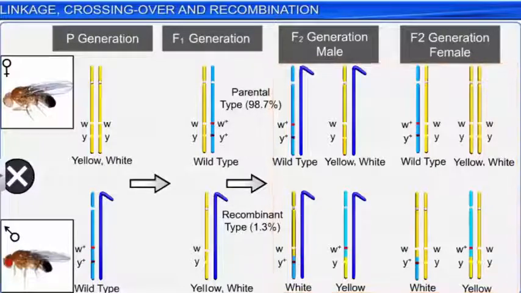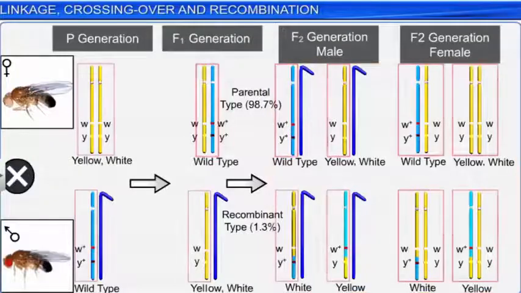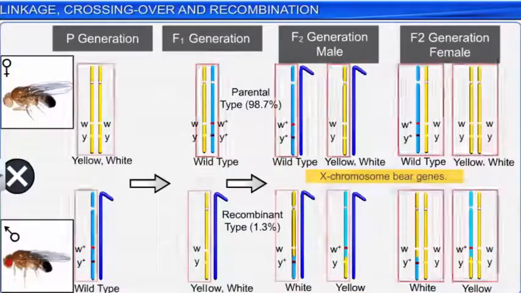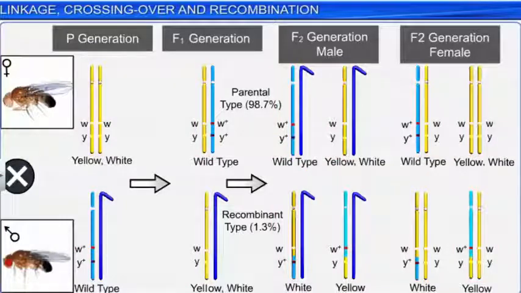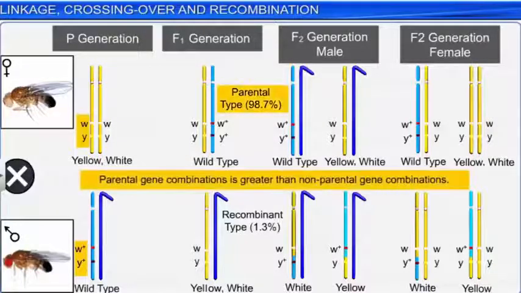Morgan and his colleagues knew that only the X chromosome bears these genes. Furthermore, they noticed that during a dihybrid cross, if 2 genes lie on the same chromosome, then the proportion of parental gene combinations, that is, y, w and y+, w+ in this case, was much higher than non-parental gene combinations or the recombinant types, that is, y+, w and y, w+.